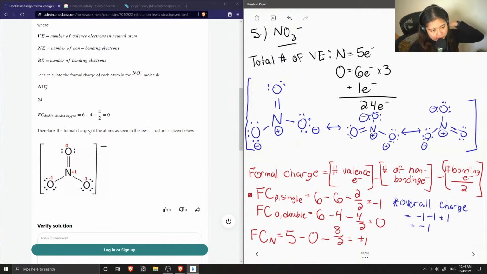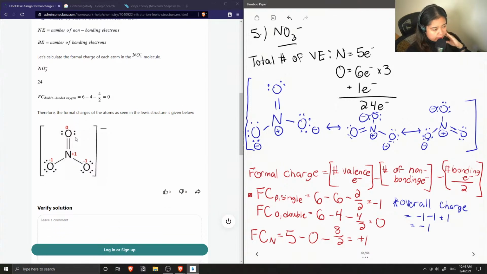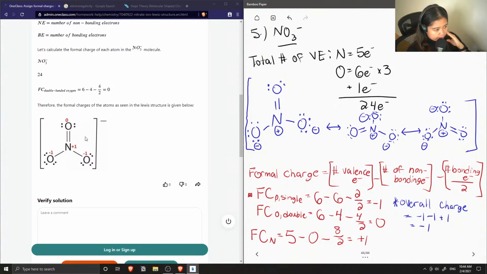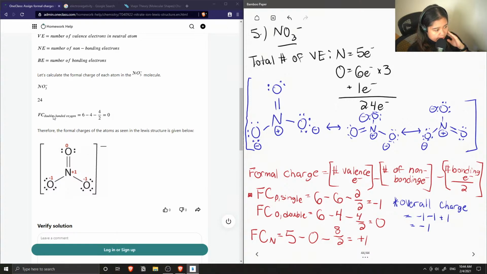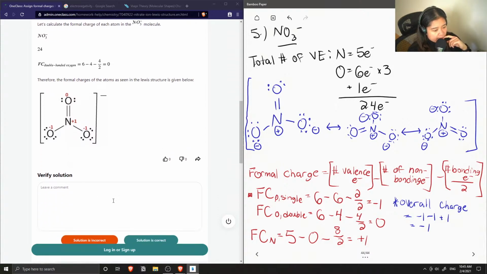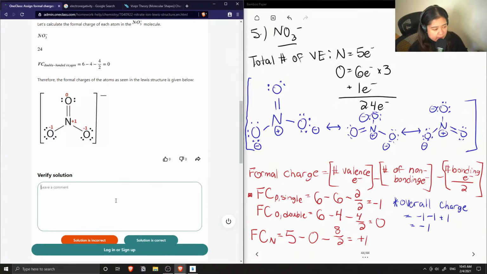I feel like the images might be a little misplaced, but they have the example showing the formal charge of the double bonded oxygen, which should be 0. Nitrogen was +1, and the single bonded oxygens were -1. So this solution is correct.